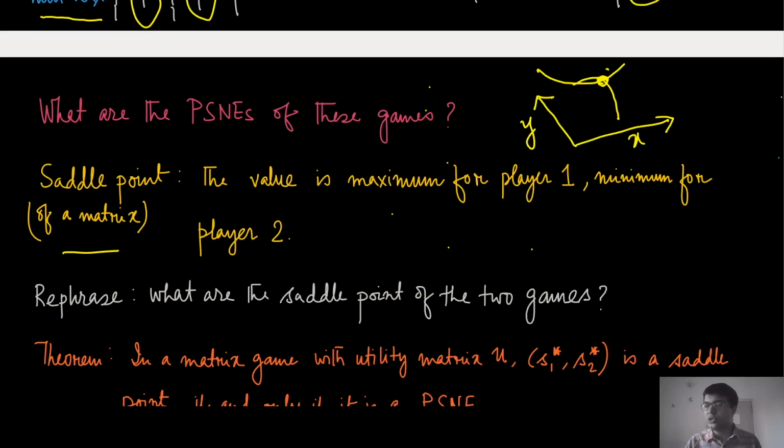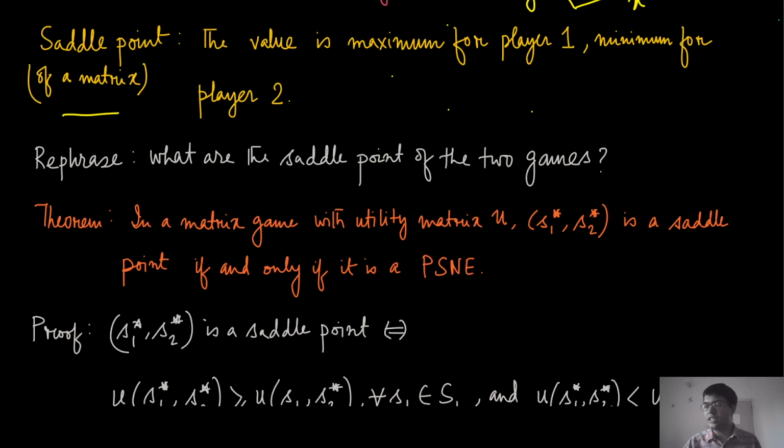So that intuition is actually formalized in this theorem, which says that in a matrix game with utility matrix U, S1 star and S2 star is a saddle point if and only if it is a PSNE. Right? So the ideas of saddle point in a matrix game and PSNE are one and the same. And the proof is extremely simple.